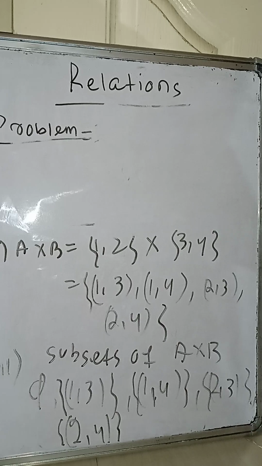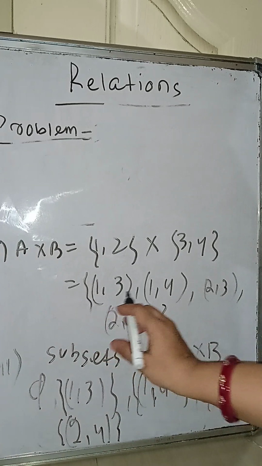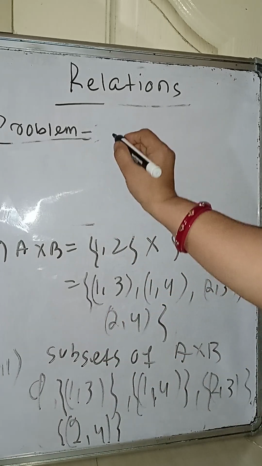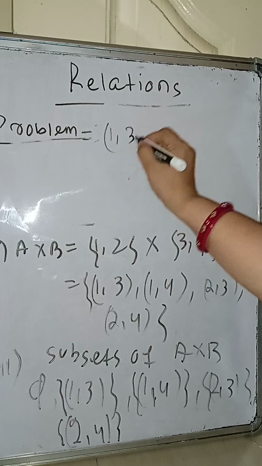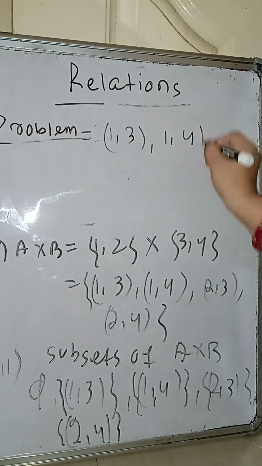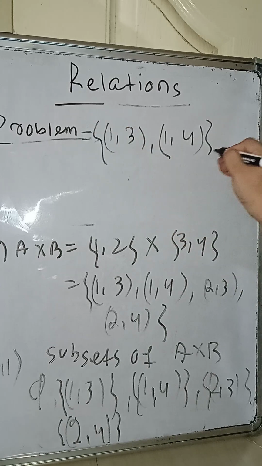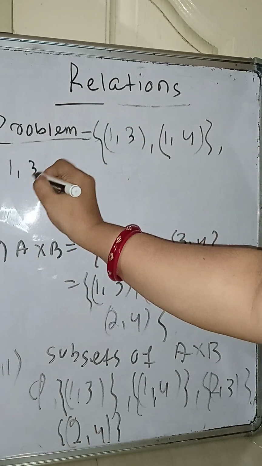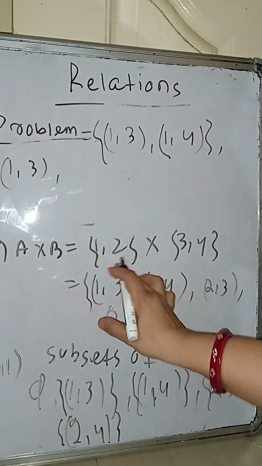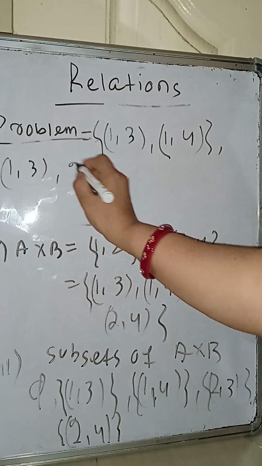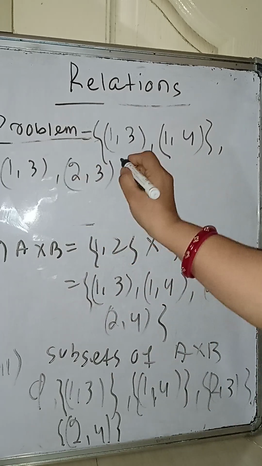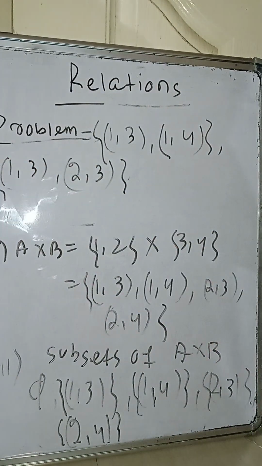Two elements, so you can write (1, 3), (1, 4). Next subset is {(1, 3), (1, 4)}. Then {(1, 3), (2, 3)}. This is a set. This is also a subset of 2 elements. Now we are finding subsets of 2 elements.